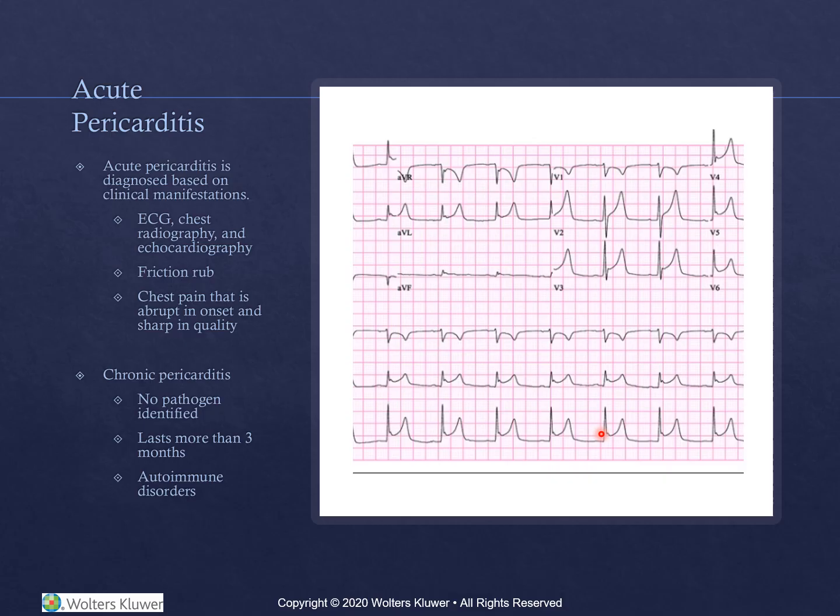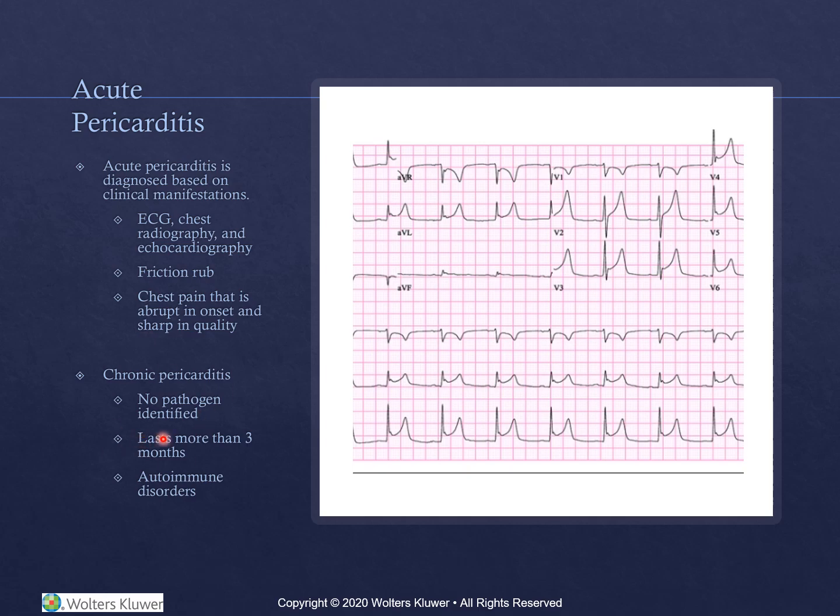Other things you might see clinical manifestation-wise, on laboratory markers, you might see signs of systemic inflammation, maybe an increase in white blood cell counts, an increase in C-reactive protein or CRP, or an increase in erythrocyte sedimentation rate or ESR.